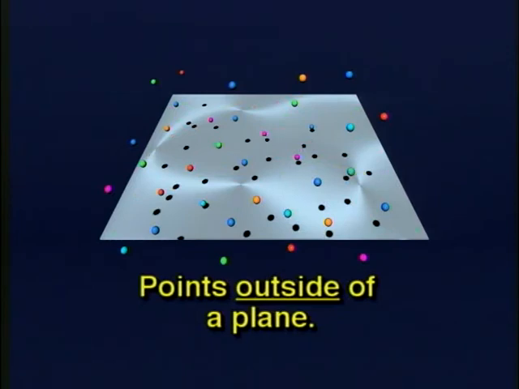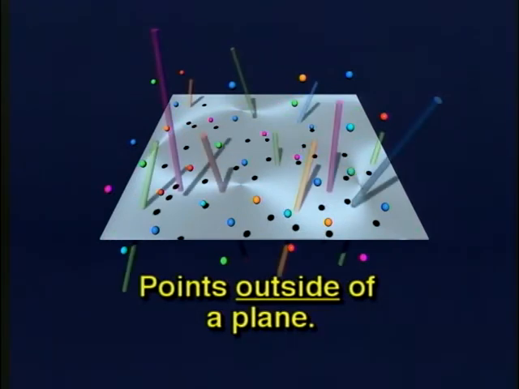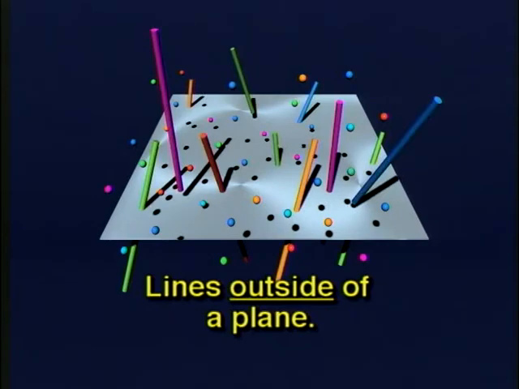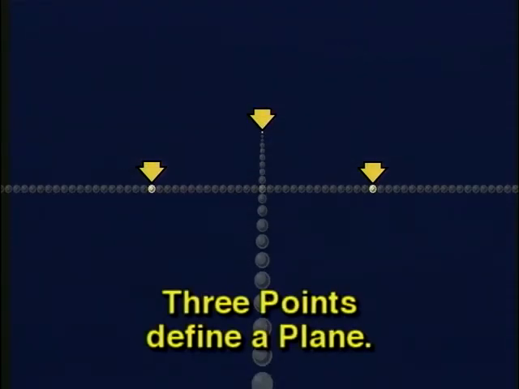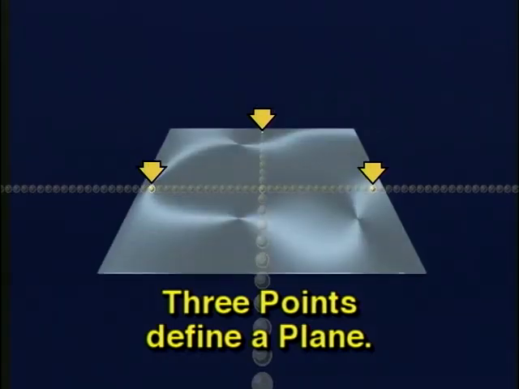These points are not part of this plane since they are outside the 2 dimensions that make up the plane. These lines are not part of this plane since they extend outside of the plane's 2 dimensions. Some of the lines intersect the plane, but they are not part of it. Just as 2 points are needed to define a line, 3 points are needed to define a plane. By selecting any 3 points out of an infinite number of points available, a plane will be defined.